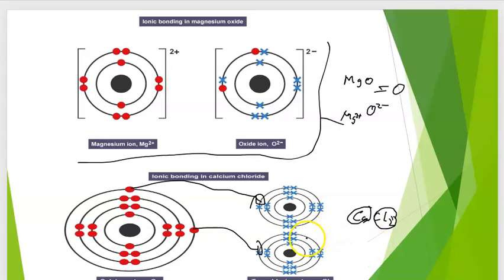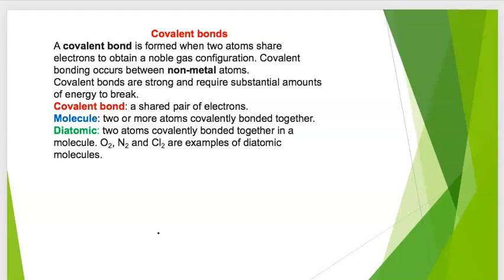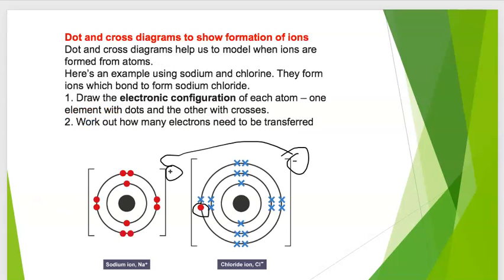And this is the dot and cross diagram of calcium chloride. Now in the next video we will look at other compounds and look at covalent compounds.